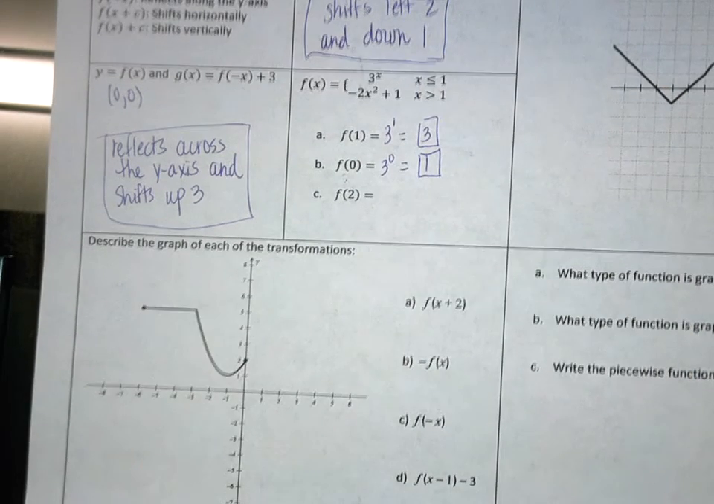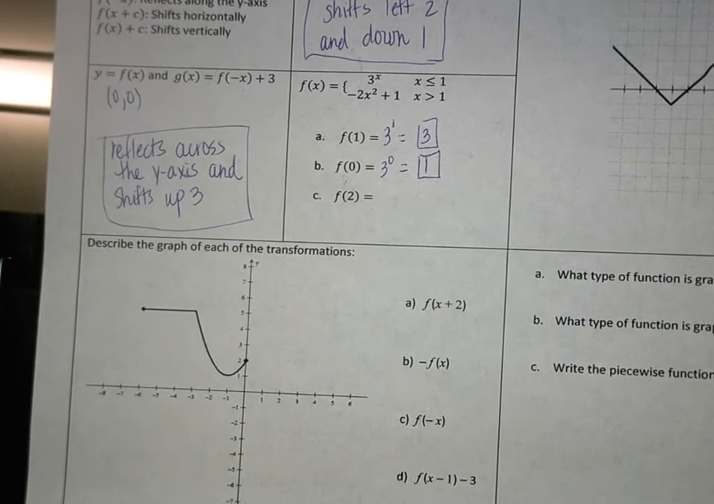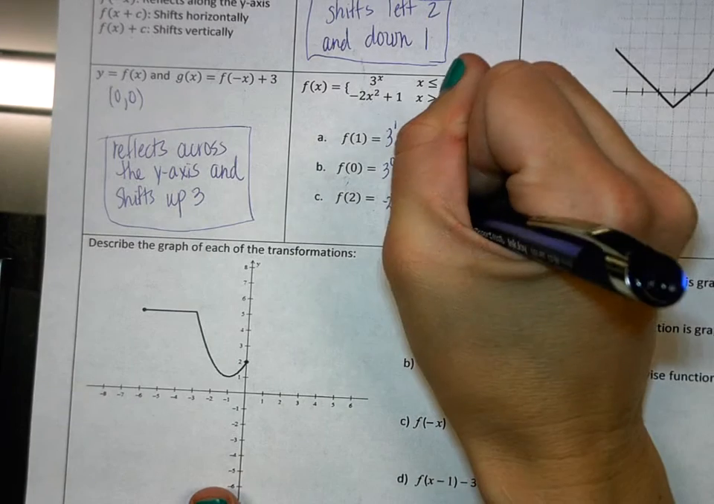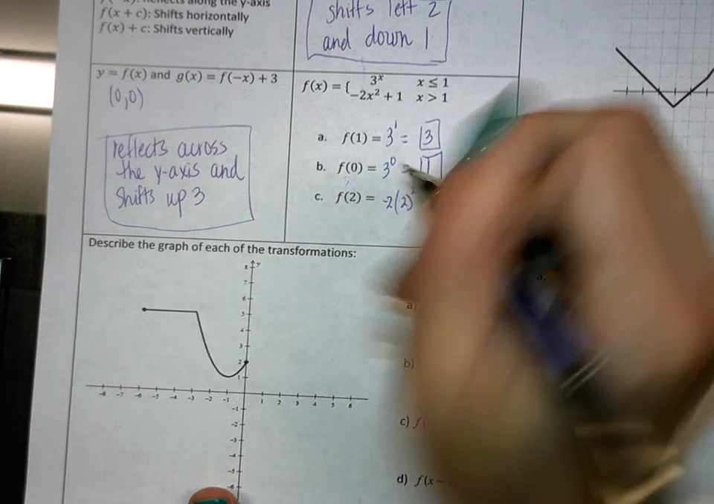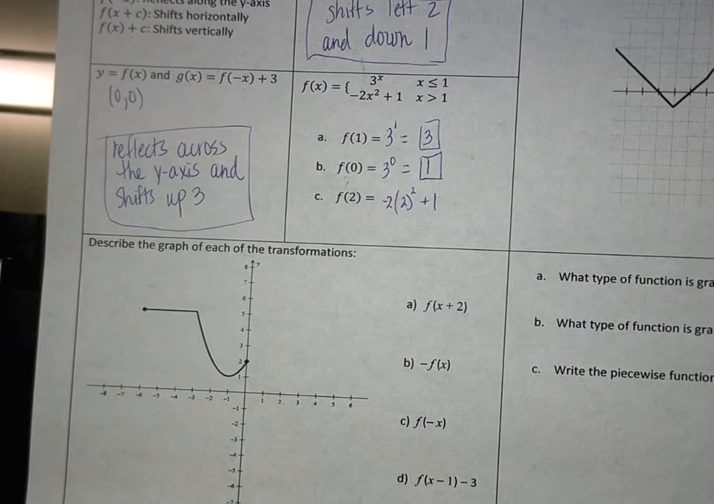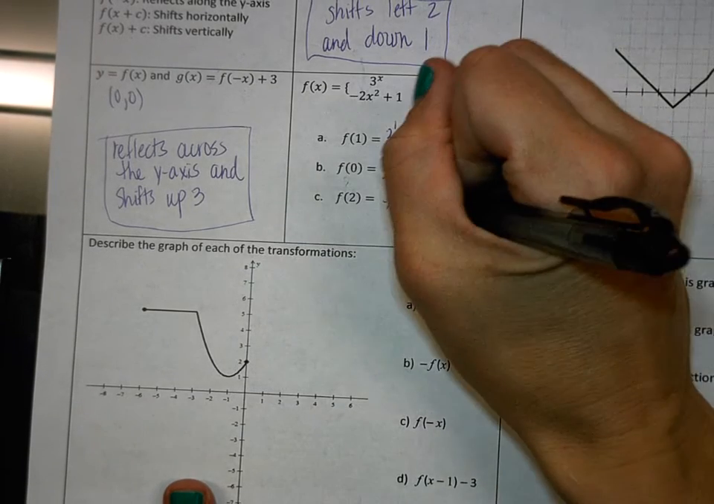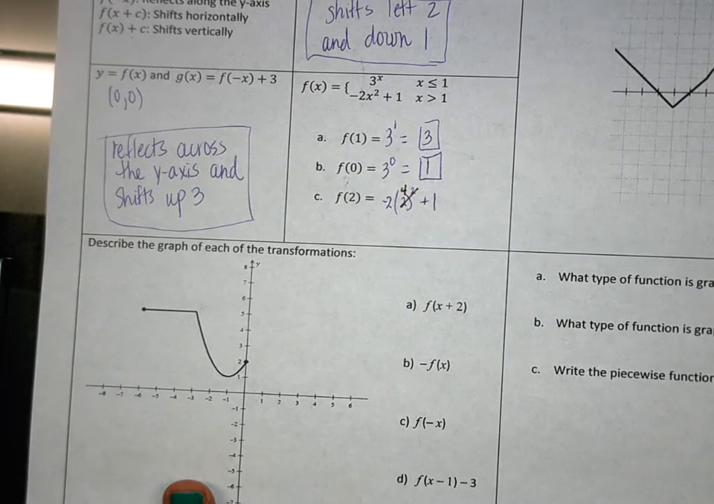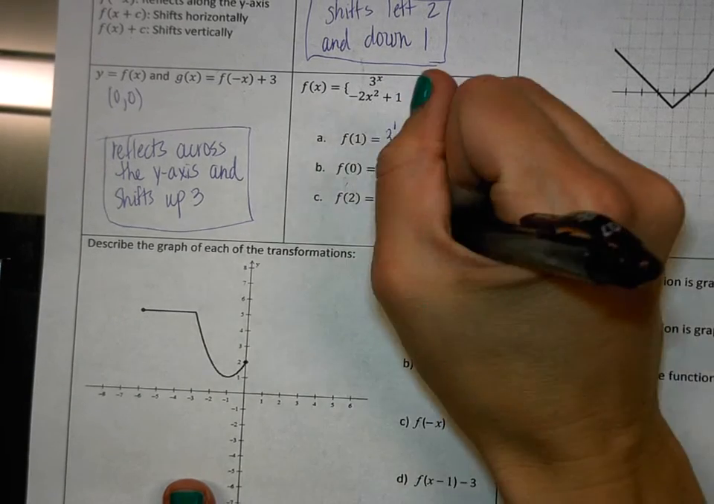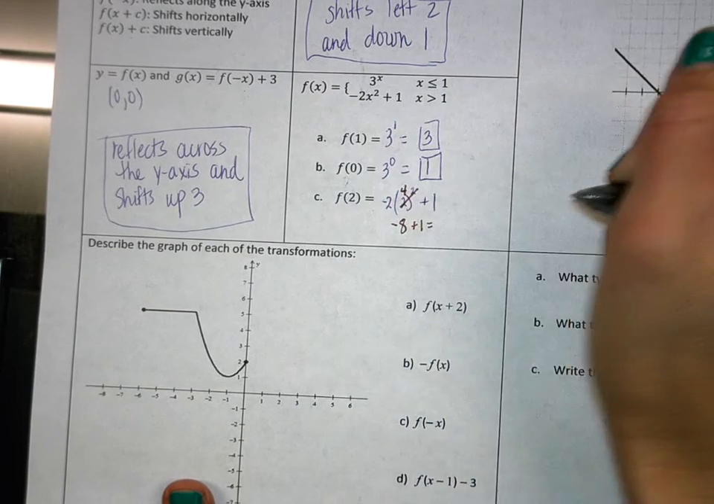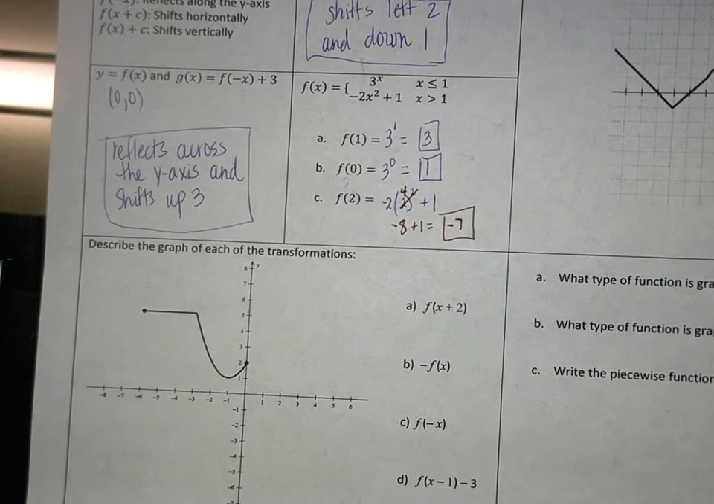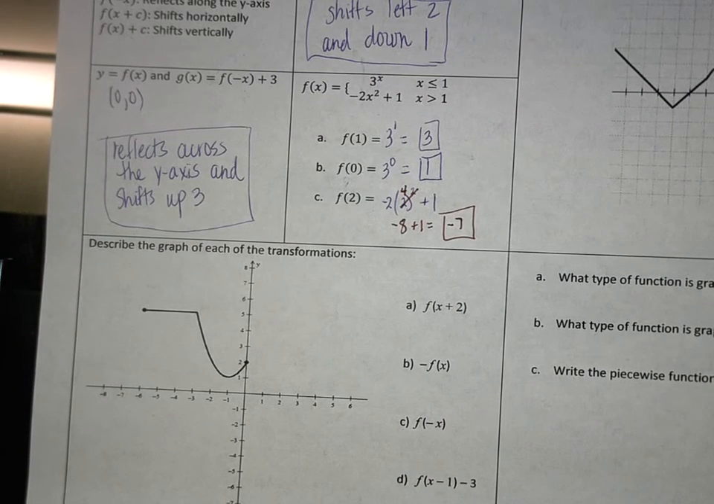Okay, and the last one, 2. The bottom equation. So we have negative 2 parenthesis 2 to the second power plus 1. When you're solving this, what do you always do? Parentheses and exponents. And so here 2 to the second power actually makes 4. So then I have negative 2 times 4, which is negative 8, plus 1 equals negative 7. Okay. Any questions?